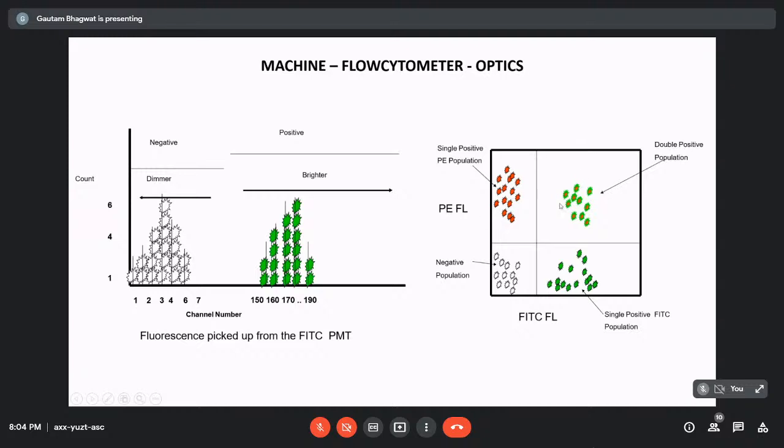And what are these cells? These are double positive cells. That means these cells have both the antigens on their cell surfaces, to which the fluorochrome PE or FITC was bound. I'll clarify this in my further slides. But before going to that, we will just see how the optics actually work.